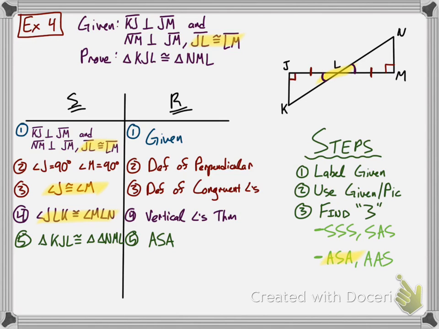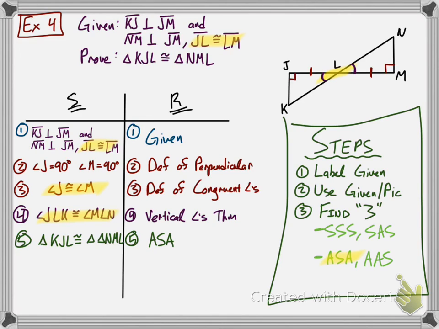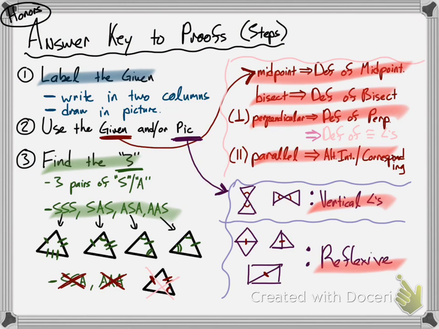So here are a couple of our proofs using material from chapter 1. And remember, we have our three steps: label, use the given or the picture, and then find your three. And the breakdown for each of those steps is here. If we can follow this process, this is the answer key to our proofs. We just have to know which piece we are using when it comes to the given and or the picture.